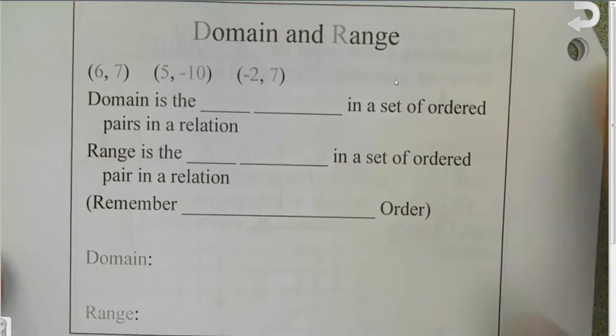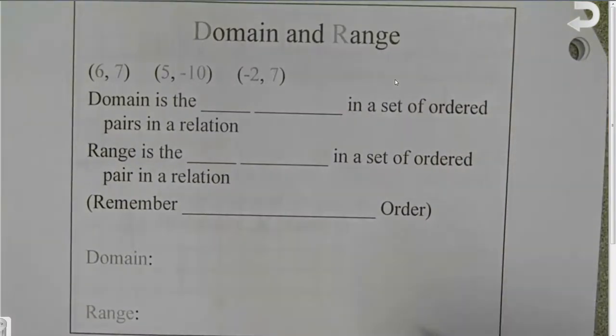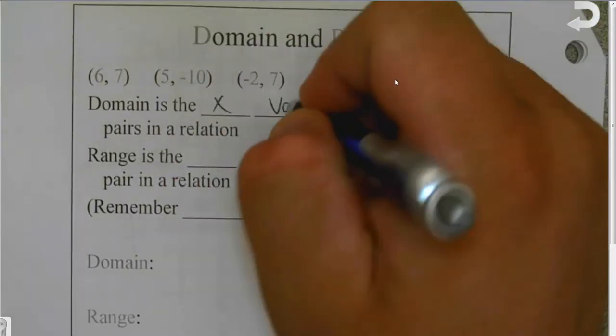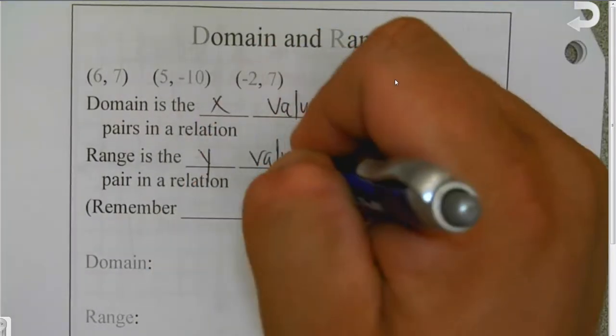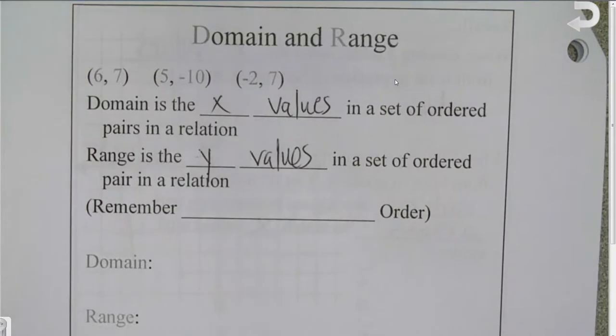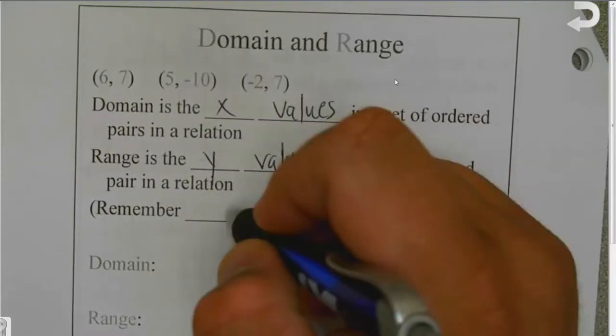Domain and range. So remember, we talked about this before. Domain is the x values in a set, and range is the y values. And remember, when you're doing domain and range, you want to keep them in alphabetical order.